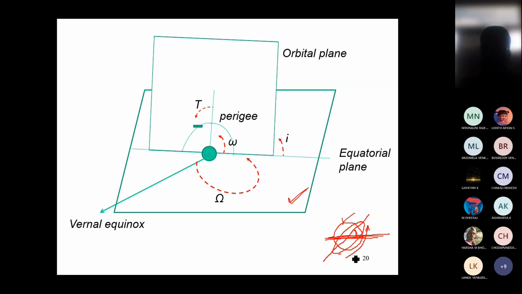So when your satellite is rising up, this particular node is called the ascending node. Now your satellite moves also like this, and when it comes to this node, that means it is falling. So this node is called the descending node. Got the point now?